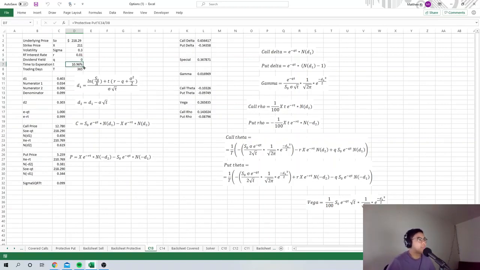Time to expiration is basically the time you buy it, or the time it has until it's going to expire, like the name says. So if you buy it at 15 days, and that's another thing. These are the trading days, which can either be 252 or 365. For purposes of my broker, it's 365, so I've been using 365. But you can use 252 as well.